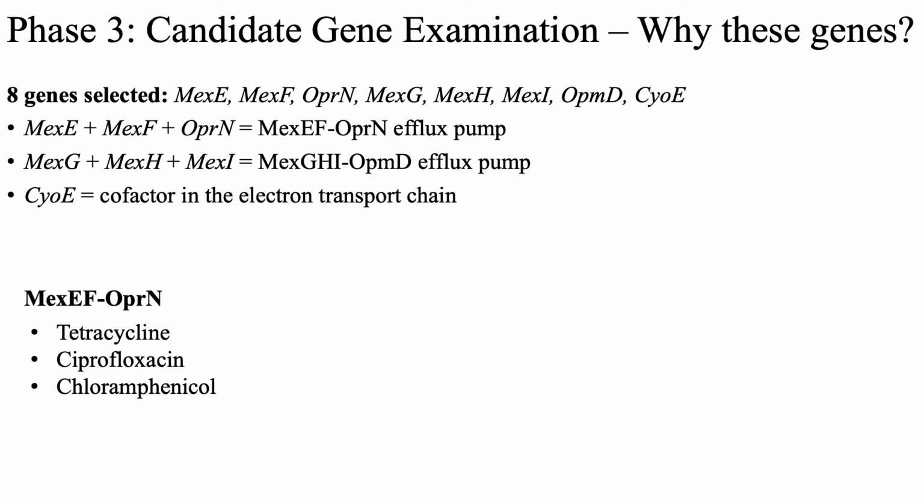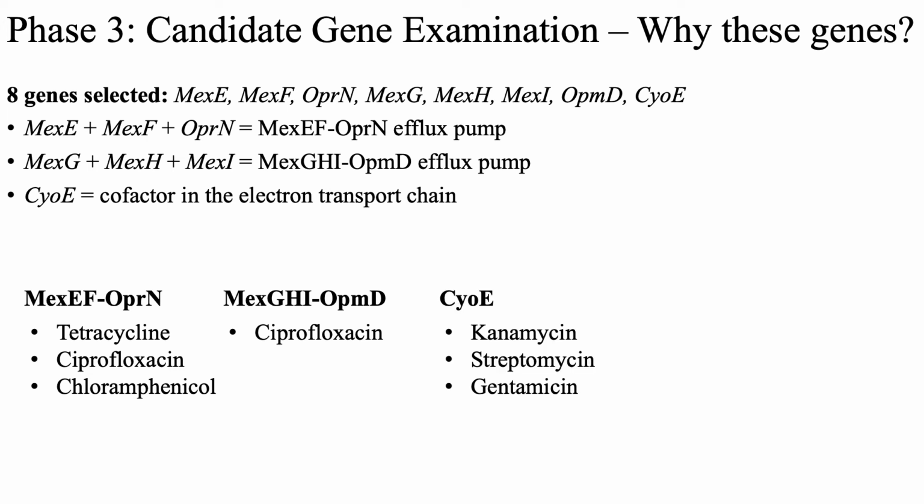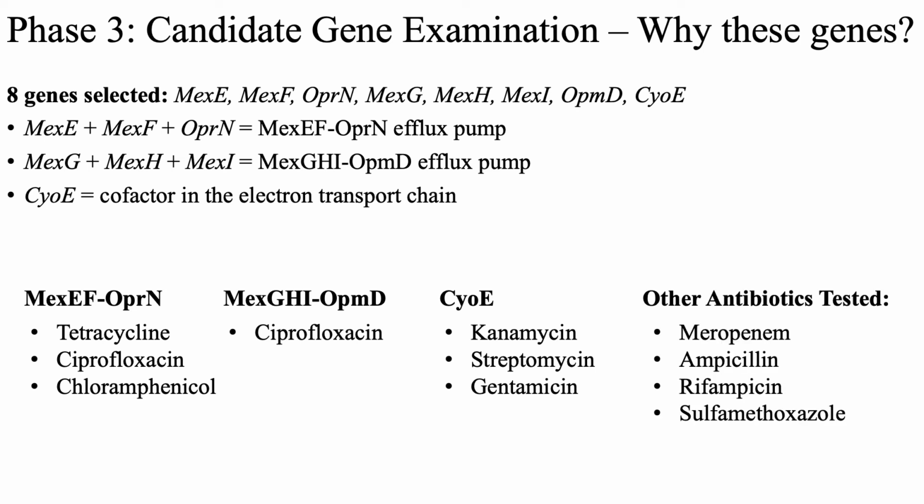So, as you can see here, the MEX-EF pump confers resistance to tetracycline, ciprofloxacin, and chloramphenicol, where the MEX-GHI OpMD pump only confers resistance to ciprofloxacin. The SIO-E gene confers resistance to aminoglycosides, as the 3 are listed here. Additional antibiotics were tested just to see their effects on the mutants and the parent strain.